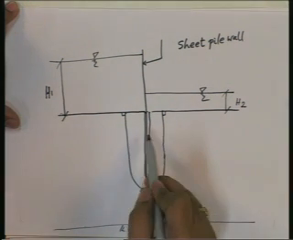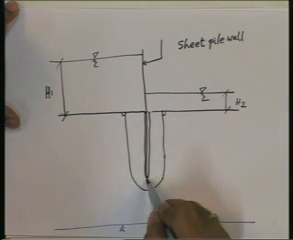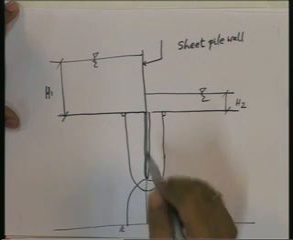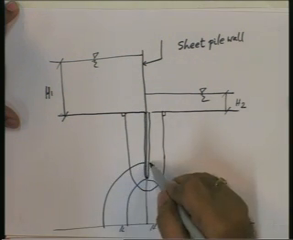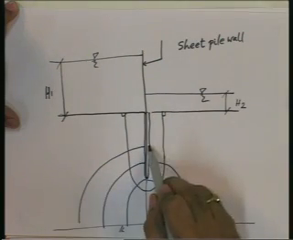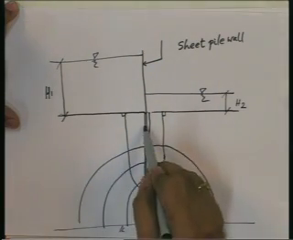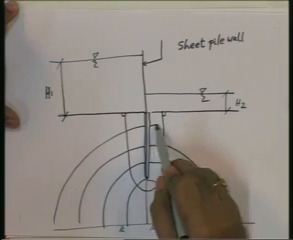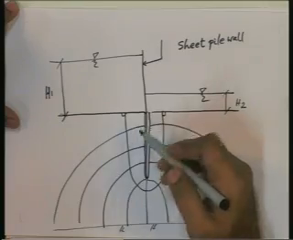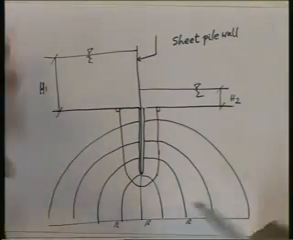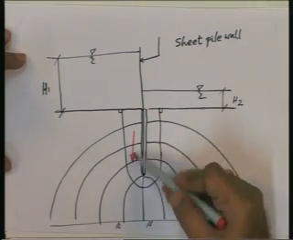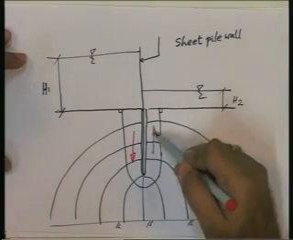If this is a flow line, then these are the equipotential lines which are drawn like this. So, when the flow takes place like this, here there is the downward flow, and here the upward flow.